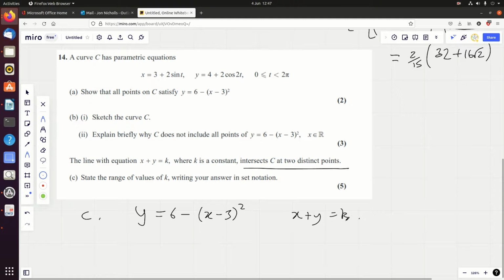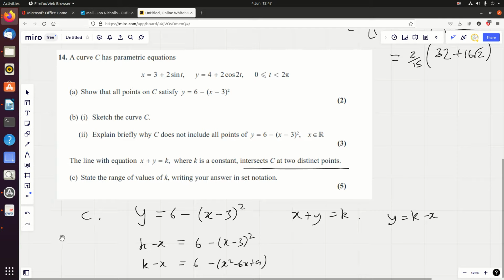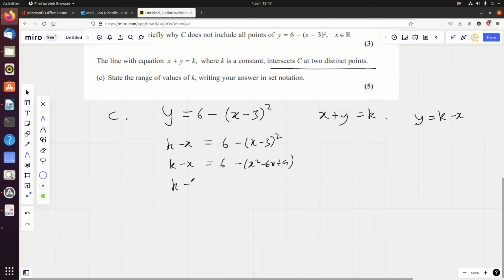Firstly, if they do intersect, then y, I could rewrite that as k minus x. Well, I'm now going to plug that in to y equals 6 minus (x minus 3) squared. I'm going to multiply it out. So I get 6 minus, doing it carefully, x squared minus 6x plus 9, but I'm going to change all the signs on those ones. So I get k minus x is 6 minus x squared plus 6x minus 9. And therefore I get x squared if I add it onto this side. And then I'm going to get minus x minus 6x, which is minus 7x. And then I'm going to get 6 minus 9, which is minus 3, but I'm adding it onto this side. So plus k plus 3 equals 0.